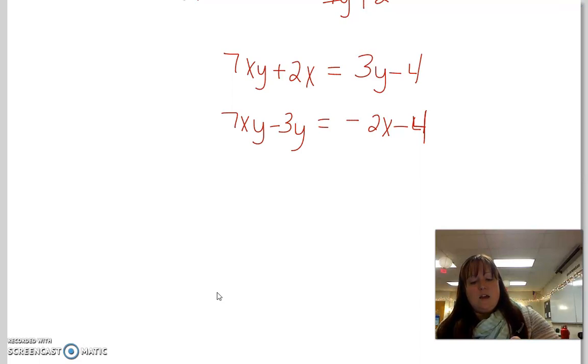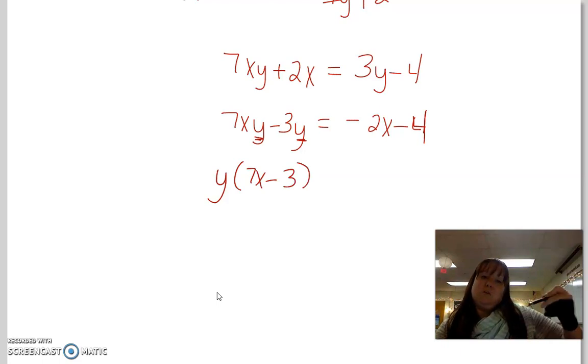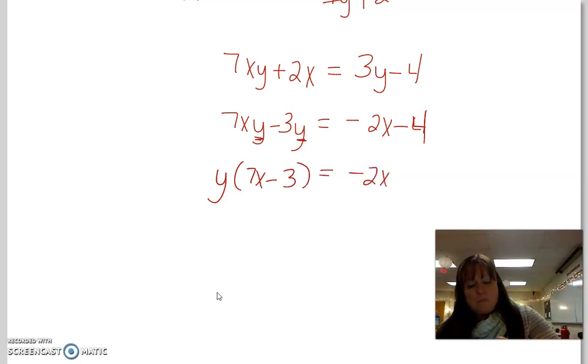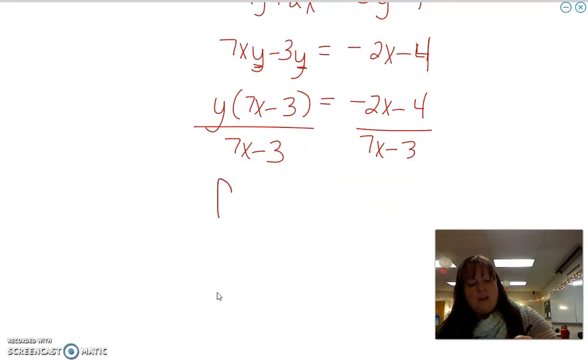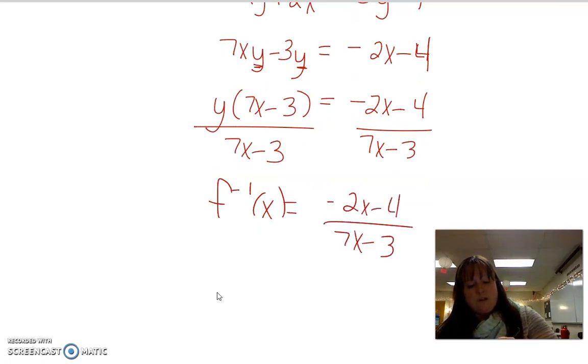And so we notice there's a y in each of these terms, so we can just reverse the distributive property. And we can just take that y right outside. We just undo distributing, because that's kind of how it works. And we get to here. And then we divide both sides by 7x minus 3. And we end up with the f inverse of x equals negative 2x minus 4 over 7x minus 3.